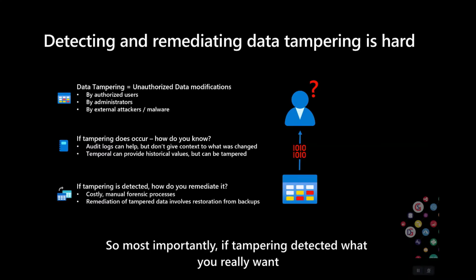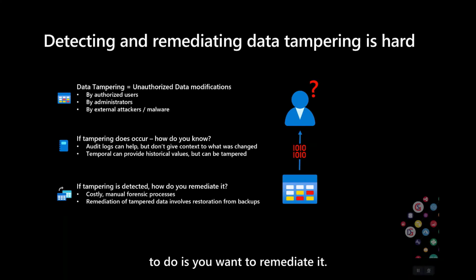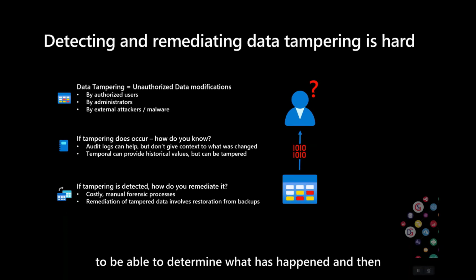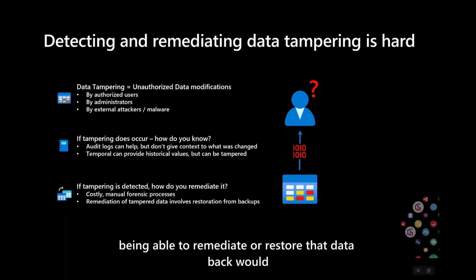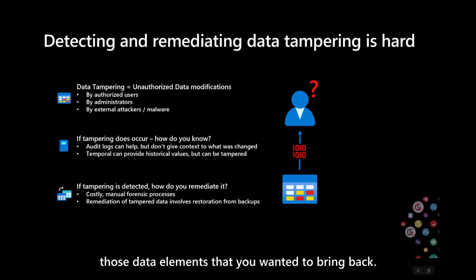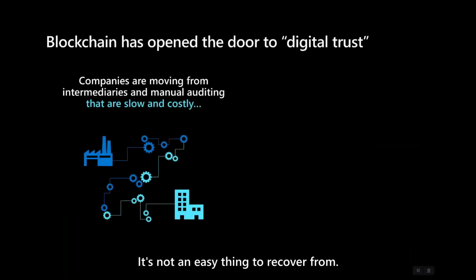So most importantly, if tampering is detected, what you really want to do is remediate it. You want to get the data back into the state that you intended it to be. This typically revolves around a costly manual process of forensics to be able to determine what has happened, and then being able to remediate or restore that data back would require restoring a database to another instance and then finding those data elements that you wanted to bring back. It's not an easy thing to recover from.